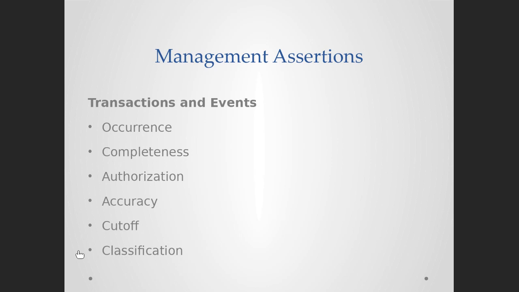These are the first 6 in the first category, which is transactions and events. Okay. Now, these will continue to become more and more clear to you as you check these individual management assertions in different business processes. And we are in the revenue process, which is the same as the revenue cycle in accounting information system.